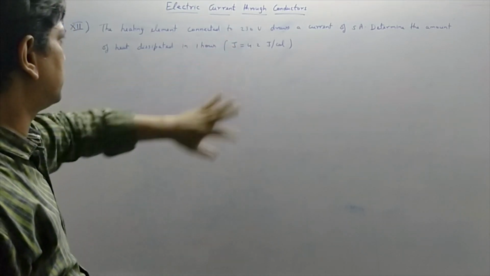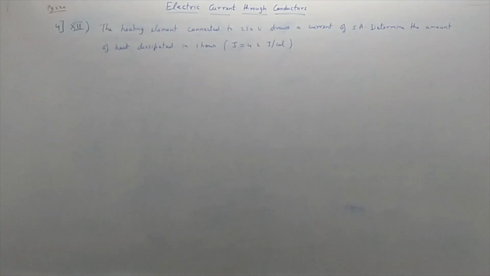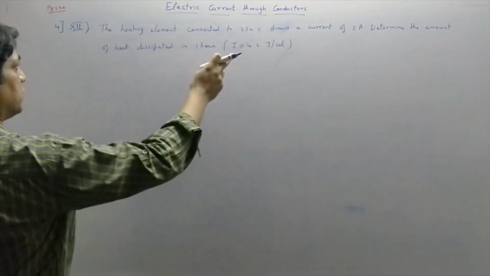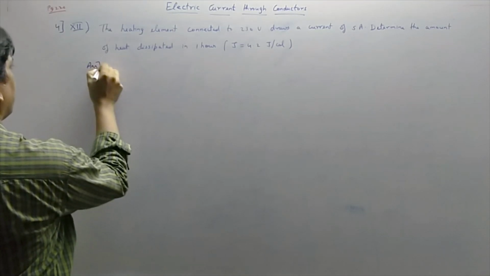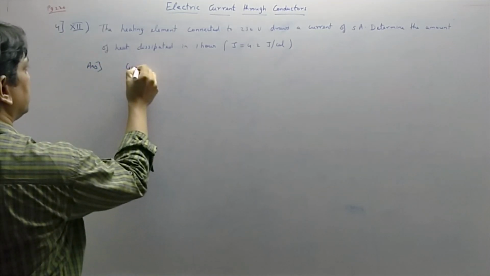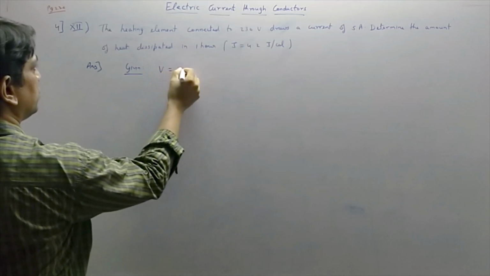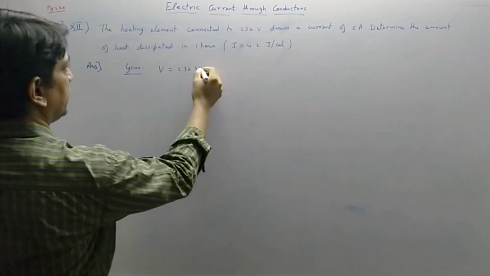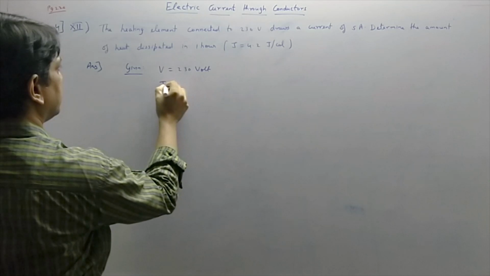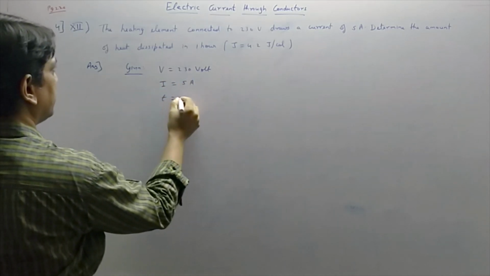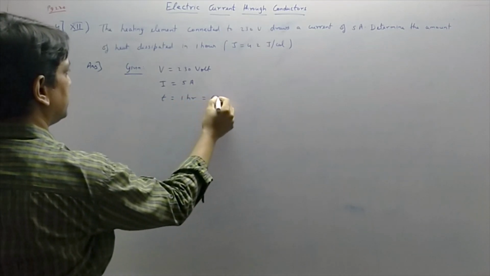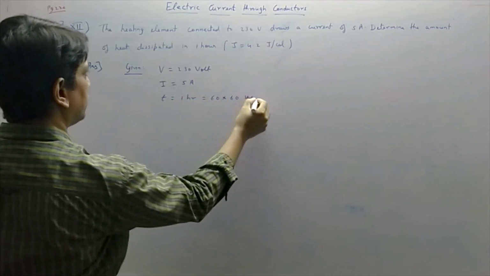This is in 1 hour. The value is 4.2 joules per calorie. You can solve this in terms of joules and also in terms of calorie. Since the joule value is given, what is given to you is the voltage is 230 volts, current is 5 ampere, and time is 1 hour, that is 60 minutes into 60 seconds. Always we write this down.